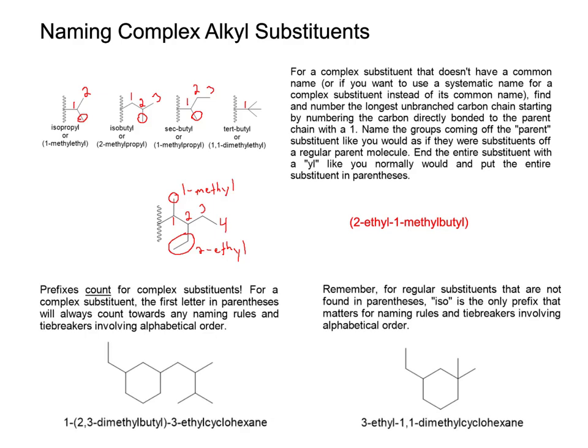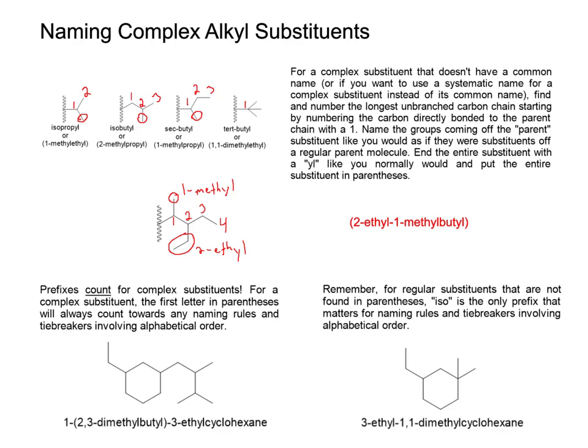One thing to note about complex alkyl substituents is that their prefixes actually count alphabetically. For a complex substituent, the first letter in parentheses will always count towards any naming rules and tiebreakers involving alphabetical order. So we have a substituent, 2,3-dimethylbutyl, and another substituent, ethyl, on this cyclohexane. Normally, we wouldn't count the D in dimethylbutyl because it's a prefix. However, because it's a complex substituent and it's found within parentheses, we do count the D. So, dimethylbutyl comes before ethyl, and hence we have this name overall.